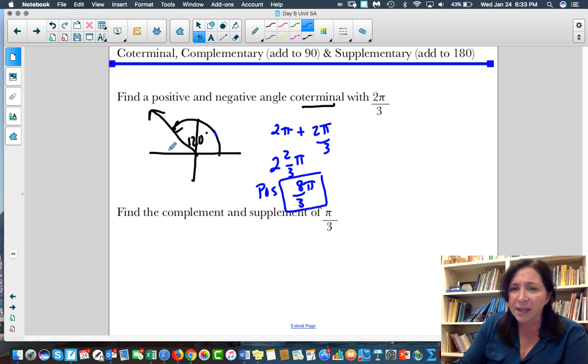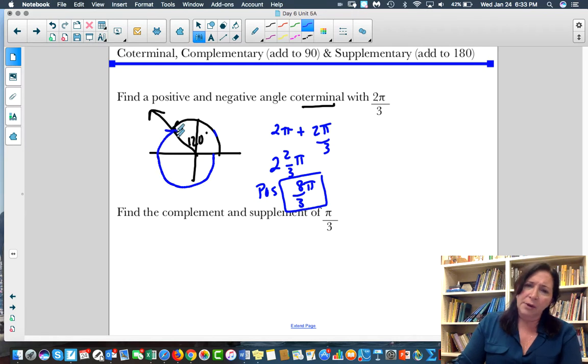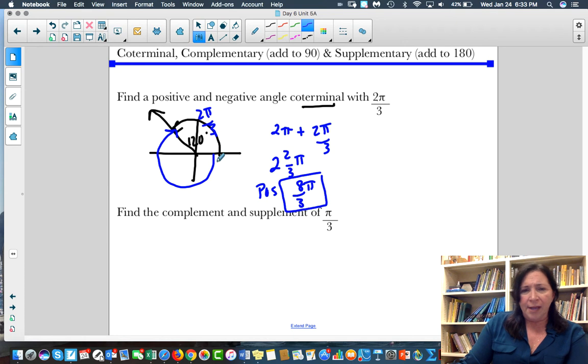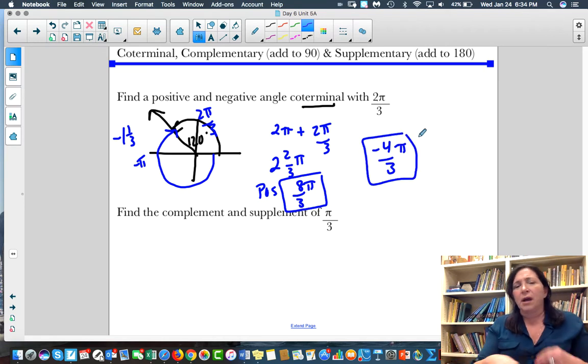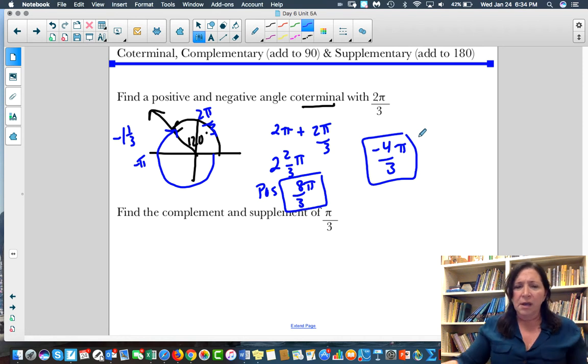To find a negative angle, one thing I could do is to go backwards this way. That's 1 1/3, right? Because if this was 2/3 pi, I can go around and that's negative pi and then 1/3. So that's negative 1 1/3, which is negative 4/3 pi. And of course, you can come up with an angle for that. If that's a 60-degree angle, that would be what, negative 240.